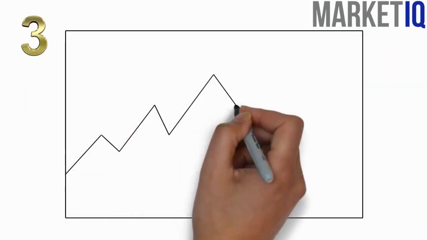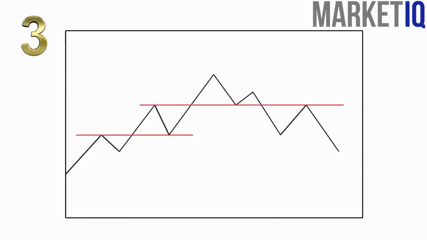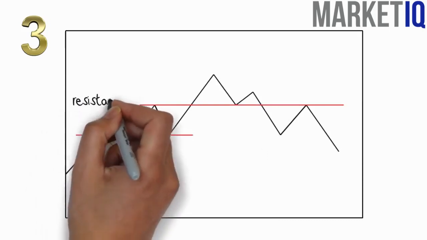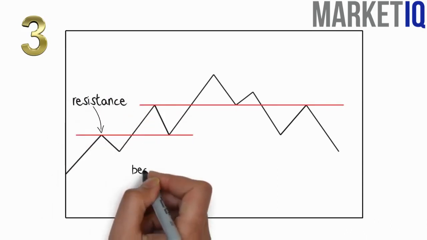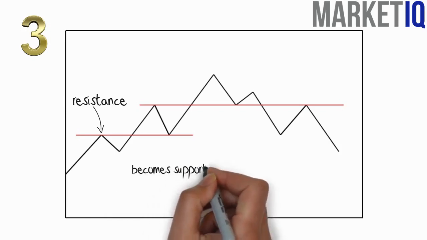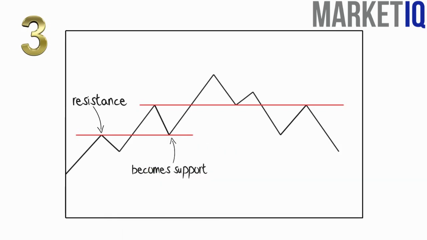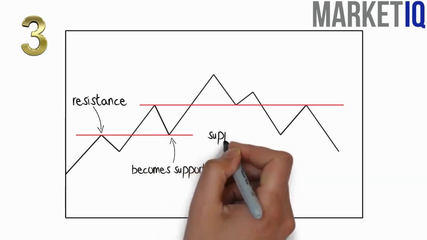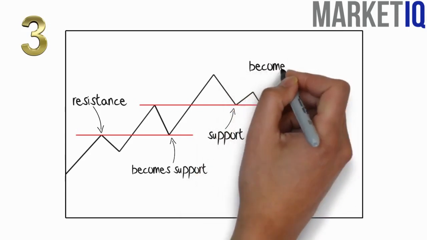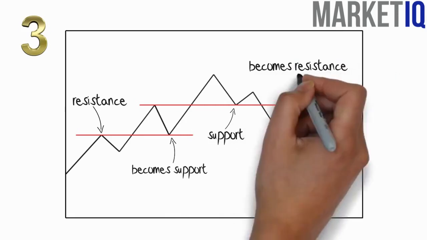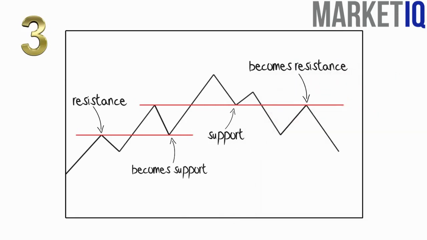In theory, every support should become resistance, and every resistance should become support. Here you can see that price was rising and met resistance. When it broke through, it tested the same level from the upside and it became new support. The same can be seen in a downtrend. Price was falling, it met support, and when it managed to break through, it tested this level as the new resistance.